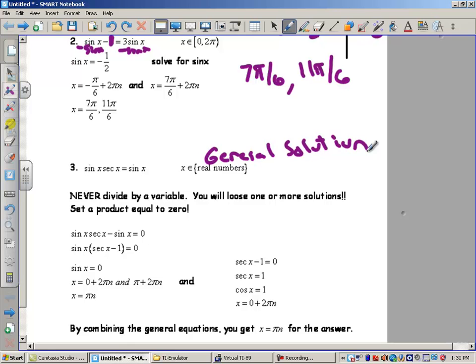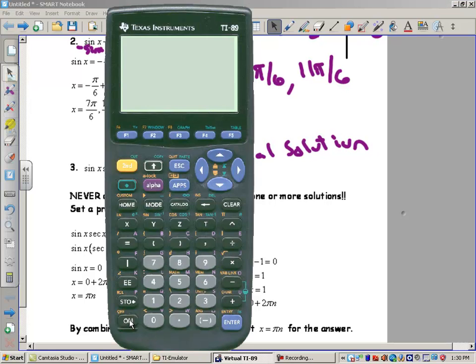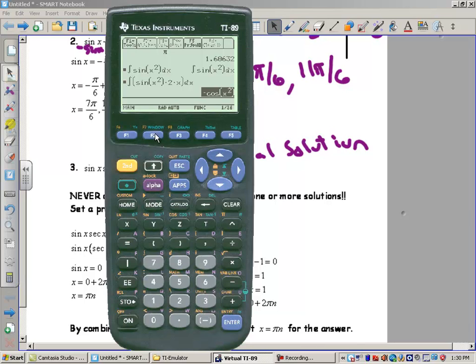Okay, so I want to show you how to do this on the calculator. We're going to go to the F2 button. And we are going to solve an equation. The equation we're going to solve is the one from number 2. So I'm going to do sine x minus 1 equals, and we had, I think, 3 sine x. Then you do comma x. That means with respect to x.